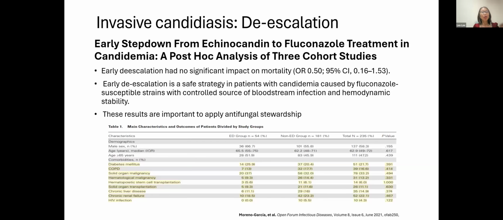Studies looked at the early step-down from echinocandin to fluconazole treatment in patients with candidemia. Again, the study results show that early de-escalation had no significant impact on mortality, and early de-escalation is a safe strategy in patients with candidemia caused by fluconazole-sensitive strains, whereby the source control has been done appropriately and the blood cultures are already sterile post-treatment.